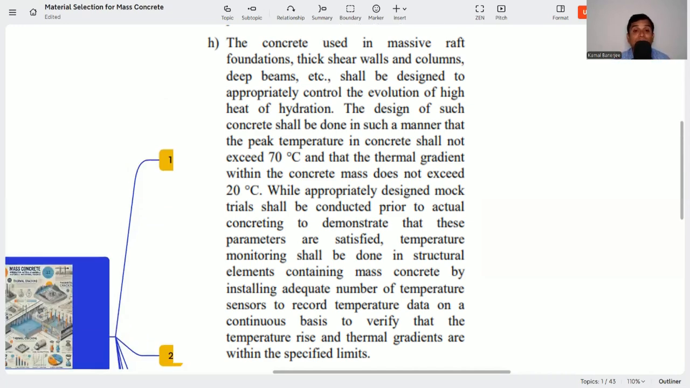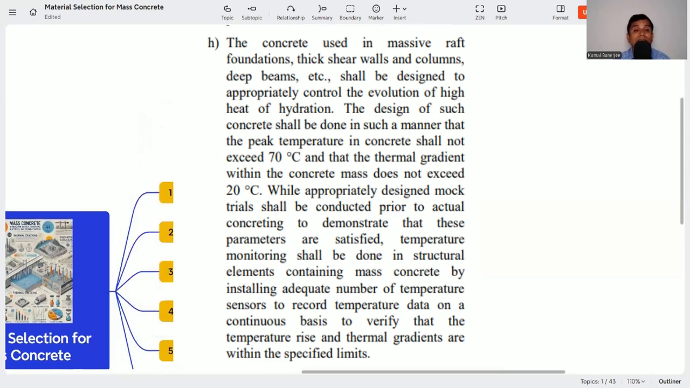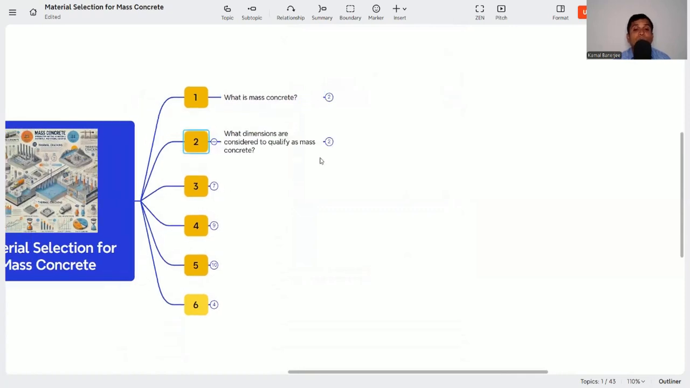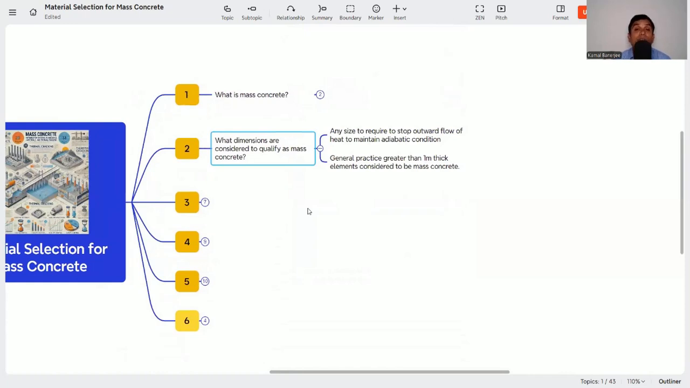The next section is what dimensions are considered to qualify as a mass concrete. Now it is a common question: what will be the maximum or minimum depth, 1 meter, 2 meter, 3 meter, that is to be considered as mass concreting. No, it is saying as per SI, any size required to stop outward flow of heat to maintain adiabatic condition. Now what is adiabatic condition?